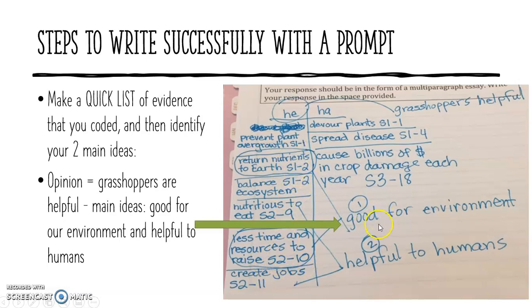Okay, so then I was looking at more of my coding, more of my list, and I noticed that it said that grasshoppers are nutritious to eat, but they also create jobs. Okay, so thinking of the bigger picture here: humans need nutrition, and I know that humans need jobs. So these two pieces of information prove that they are helpful to humans. How are grasshoppers helpful to humans? Because they are nutritious to eat and because they create jobs. So that's how I got my two main ideas, by looking at my list and coming up with a big picture.